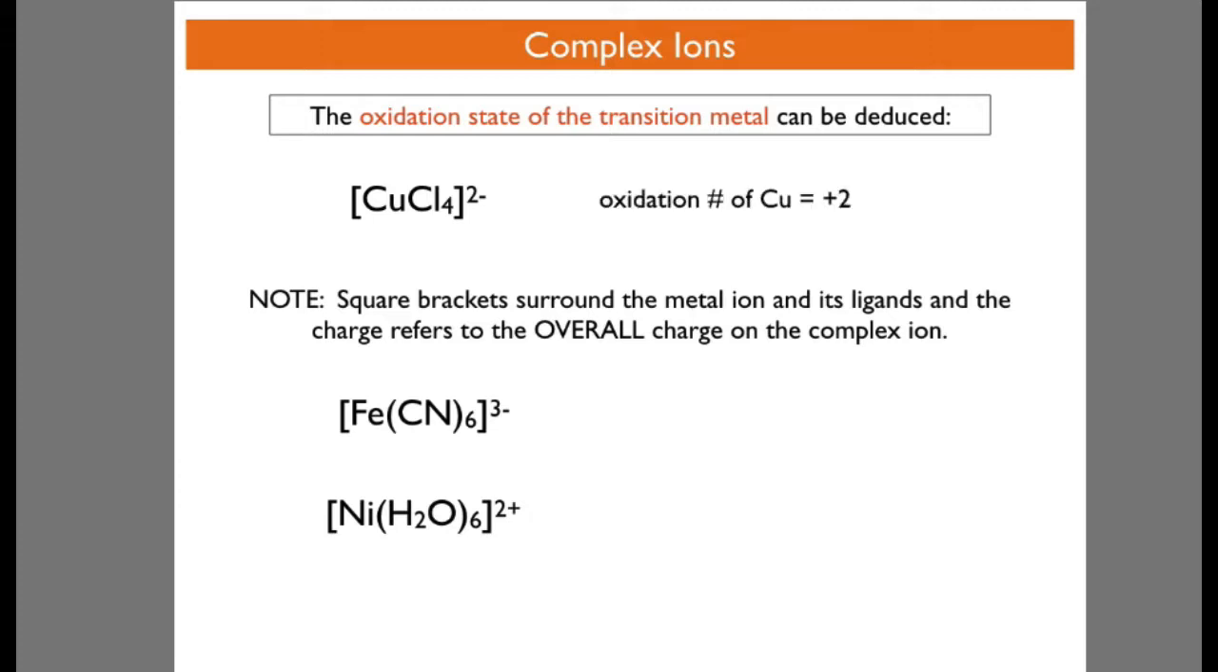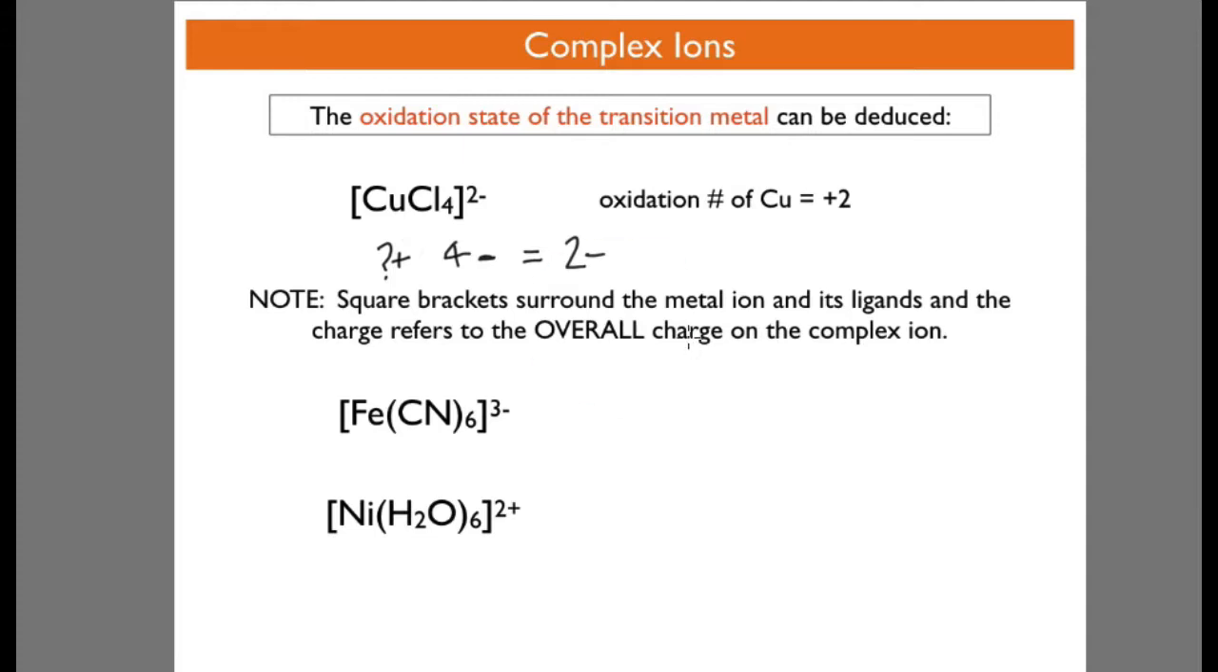The oxidation number of copper in this first example is +2. You work that out, it's fairly straightforward. Each chlorine ligand provides a charge of -1, so you're going to have 4 minus, and this gives something plus, so question mark plus is going to equal overall 2 minus, and so obviously this is going to have to be 2 plus to satisfy this little puzzle.